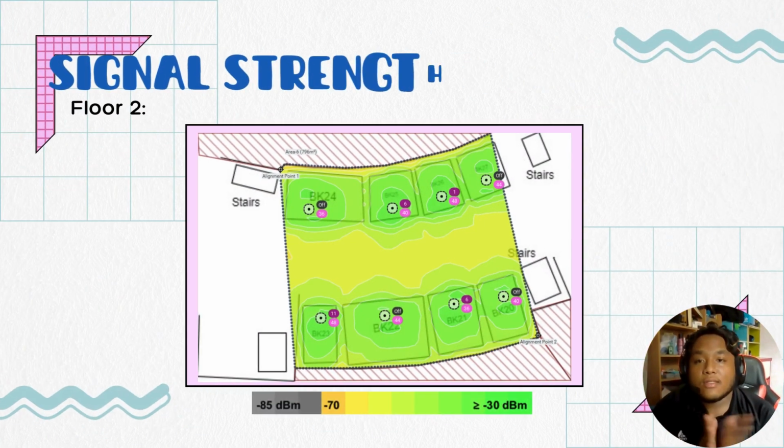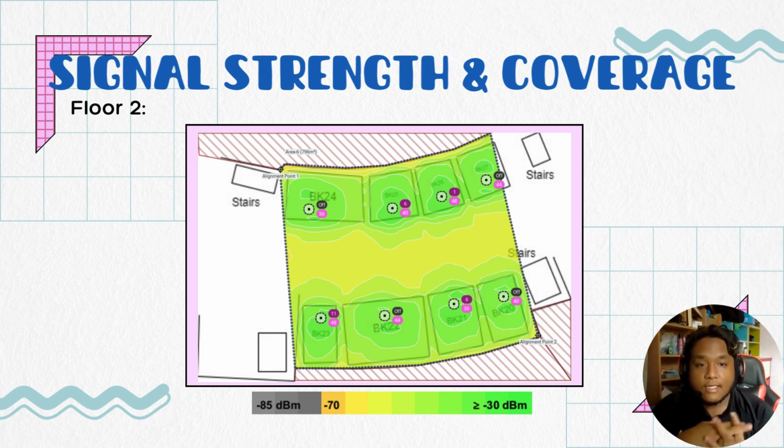Okay, now the next one is the floor 2 signal strength and coverage. So, for floor 2, when we did our survey, we didn't find any AP. So, we propose a better network coverage and signal strength. We add multiple access points for floor 2. We installed one in each room, and then we can see a good heat map for the coverage and strength, where it shows green inside the room, which is the important area.